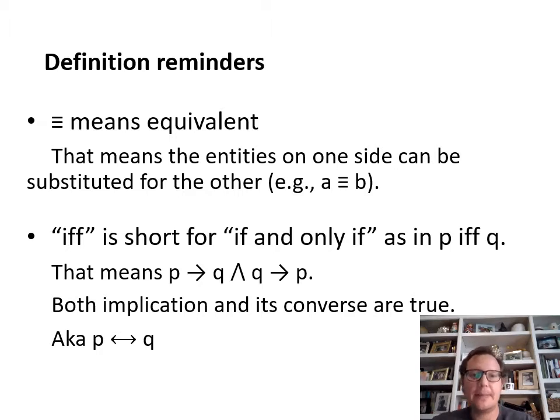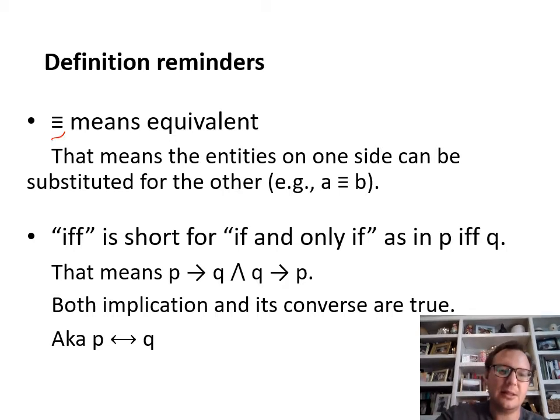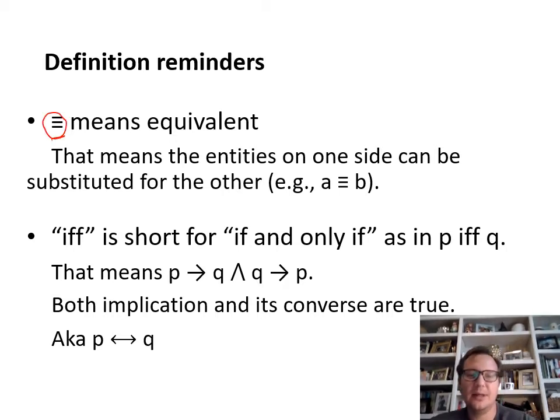Okay, a little bit more definition reminders. So we've seen this symbol before, and it means that something is equivalent. So it means that entities on one side can be substituted for the one on the other side. We've seen this symbol, for example, when we were doing those propositional logic proofs using equivalence rules.